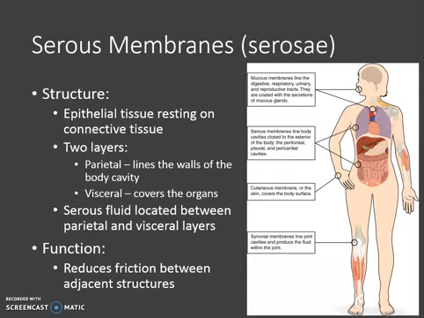So for example, let's think about the pleura. The pleura is the serous membrane that surrounds the lungs. The parietal pleura is going to be the layer of the serous membrane that is pushed up against the inside of the rib cage. The visceral pleura is going to be on the surface of the lungs themselves. Now, in between the parietal layer and the visceral layer, there is a kind of slippery fluid called serous fluid. And that fluid acts like the oil in your car. It helps to reduce friction between adjacent structures.